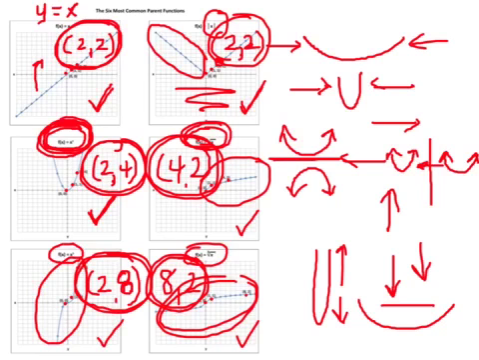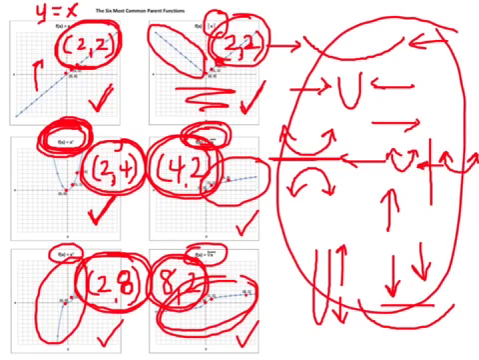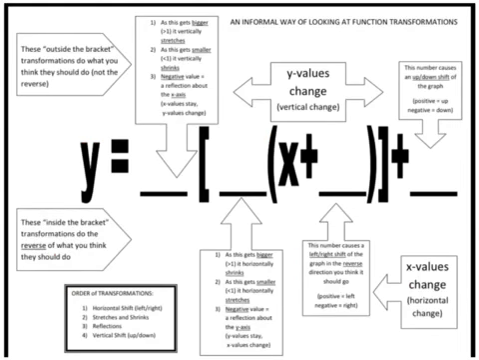So hopefully that helps remind you of the different parent functions and then introduces a couple of new parent functions. And then we'll get into the transformations that can happen. This is a sheet I made up. That's just an informal way of looking at function transformations. If you don't have access to this document, I would suggest screenshotting this slide and just read it over carefully and try to understand what numbers make what transformations.